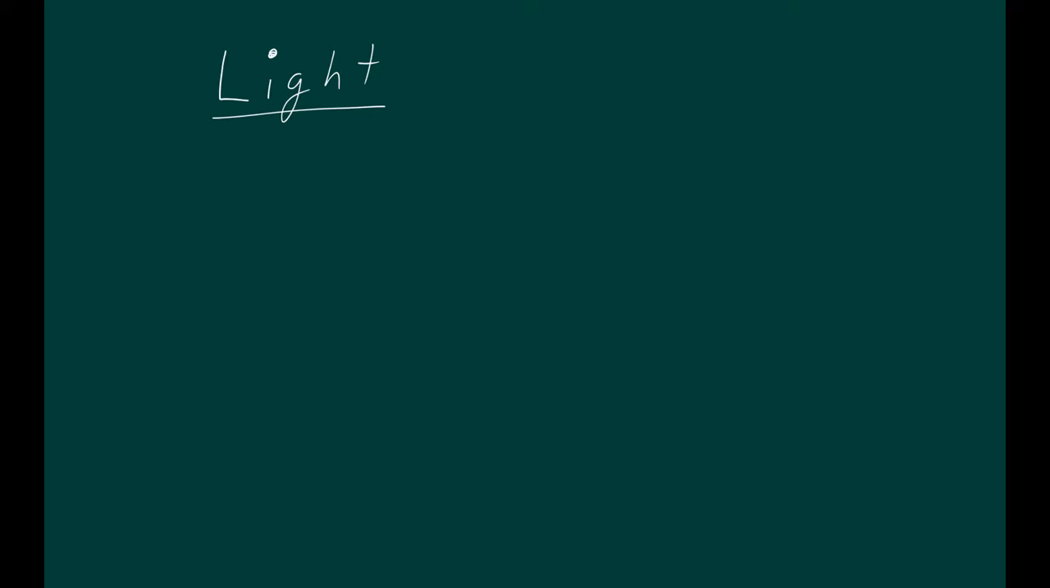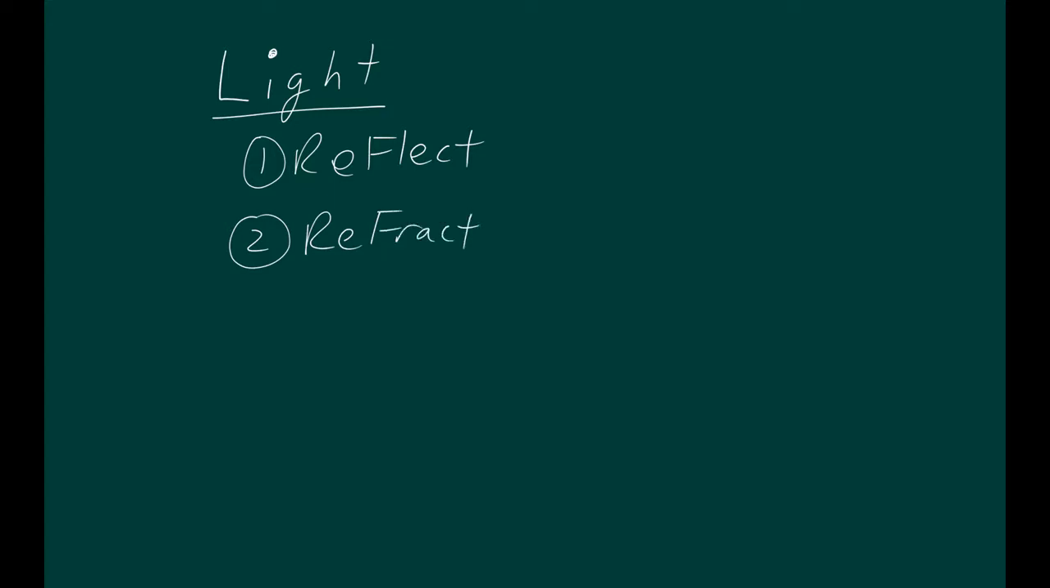We're learning about light, and light can interact with substances in several ways. One way is it can reflect. Okay, so a substance or an object can reflect the light. It can refract, and it can diffract. The light can be absorbed.